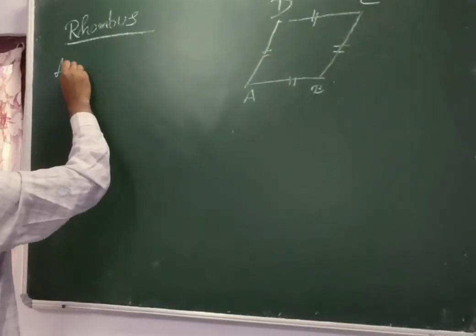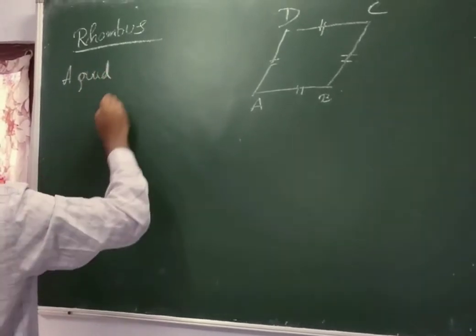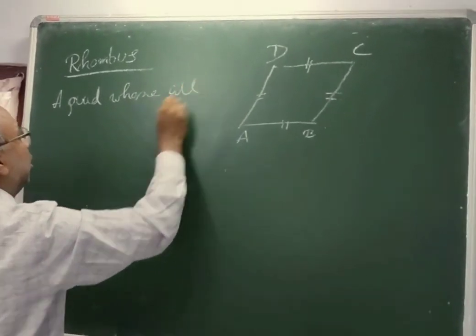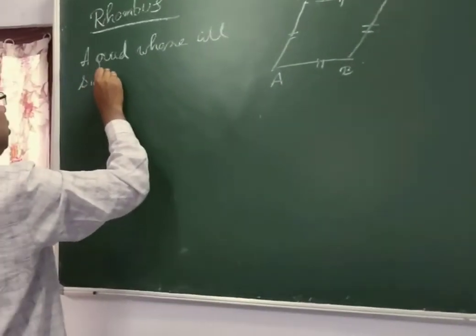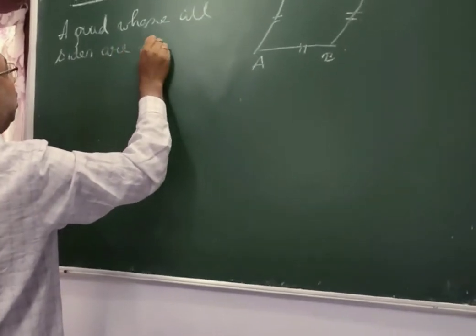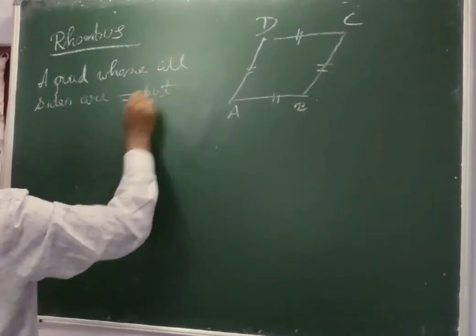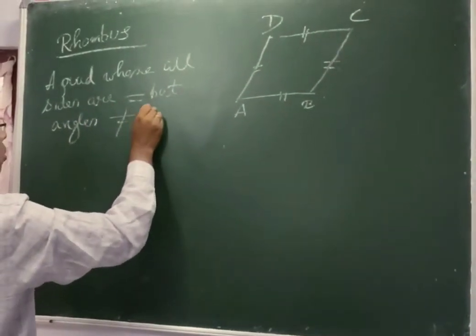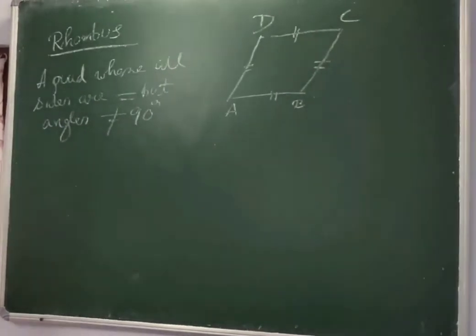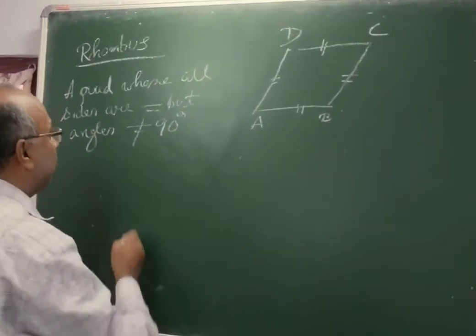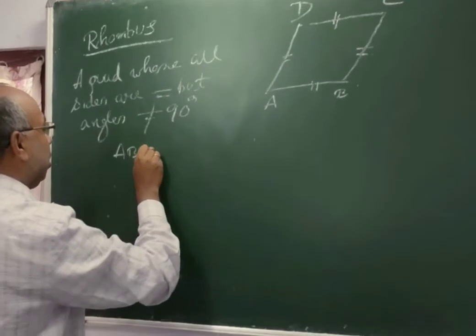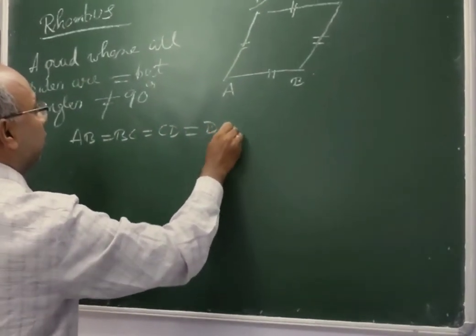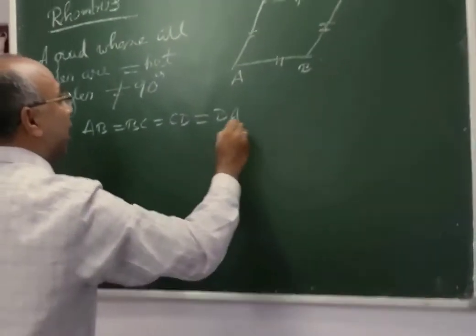A quadrilateral whose all sides are equal, but angles are not equal to 90 degrees, is called a rhombus. Now, for this particular rhombus, AB equals BC equals CD equals DA. See, AB, BC, CD, DA. And let all these sides be a.